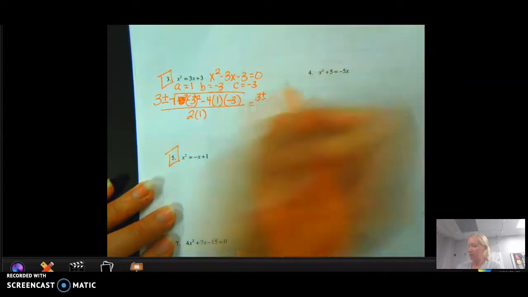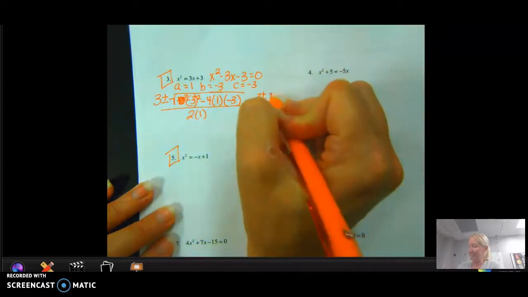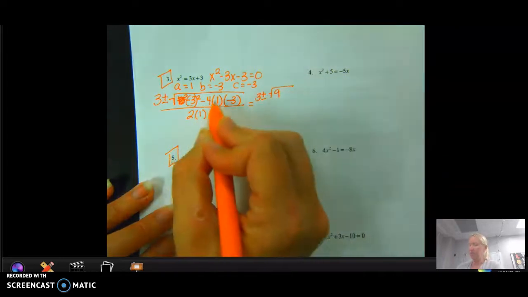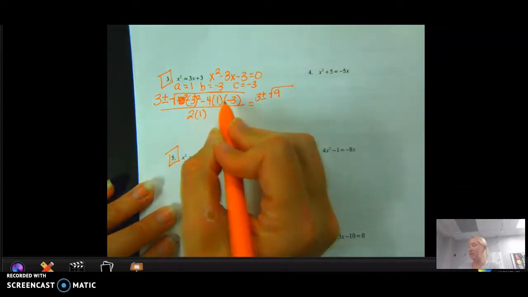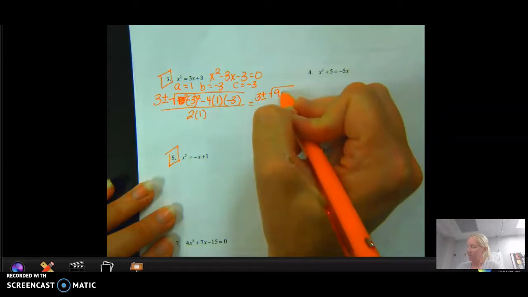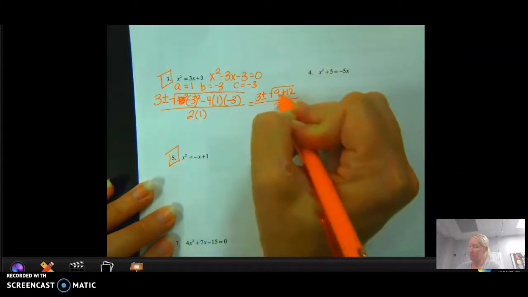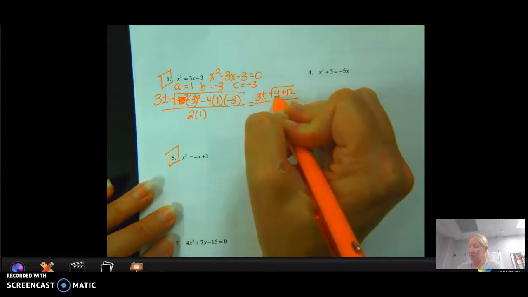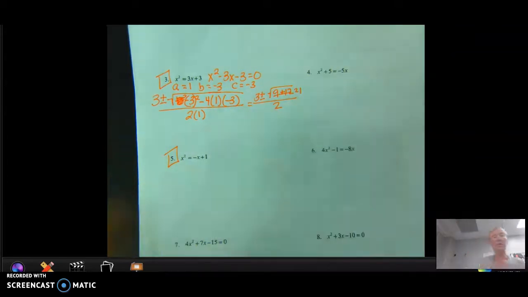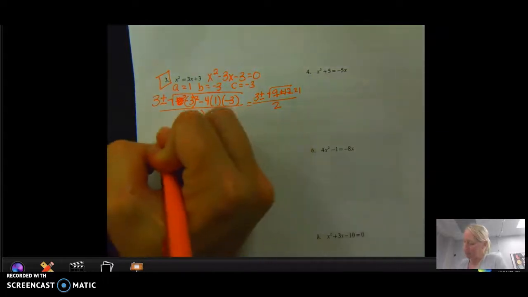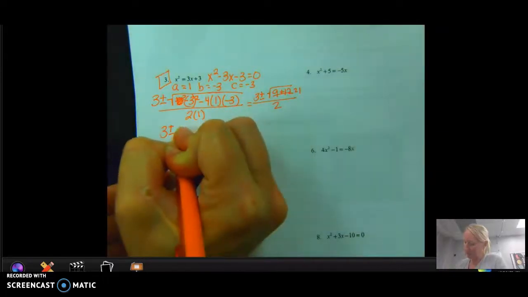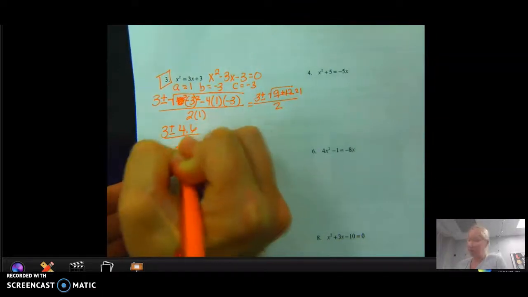3 plus or minus, -3 squared is 9, +9. -4 times 1 is -4. -4 times -3 is a +12, all over 2. 9 plus 12 is 21. So I'm going to take the square root of 21. So I get square root of 21 rounded to the nearest tenth. I get 3 plus or minus 4.6, all that over 2.